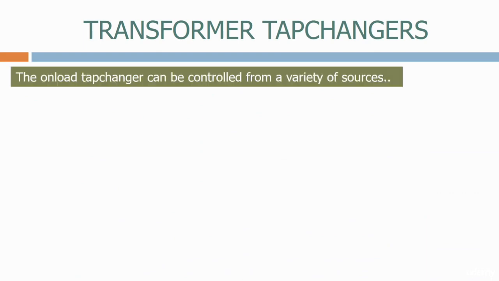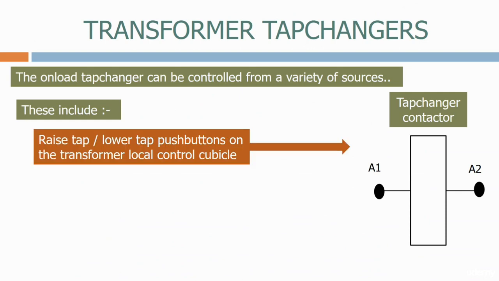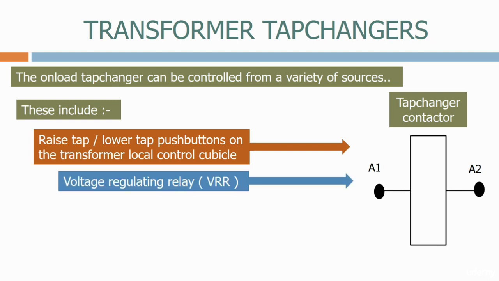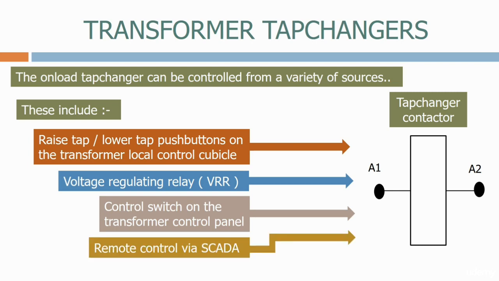The on-load tap changer can be controlled from a variety of sources. These include raise tap or lower tap push buttons on the transformer local control cubicle, the voltage regulating relay, or VRR. We have a control switch on the transformer control panel in the substation control room. And finally, we have remote control via SCADA.